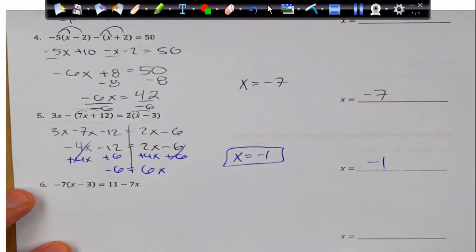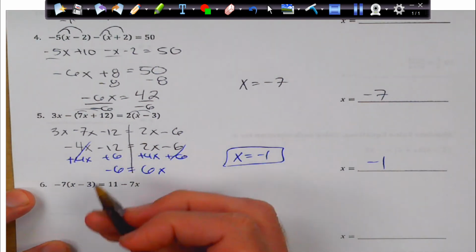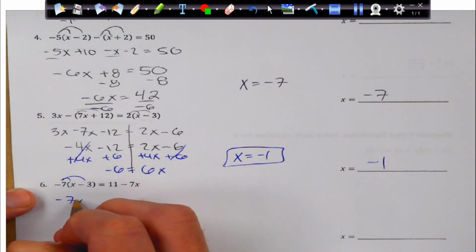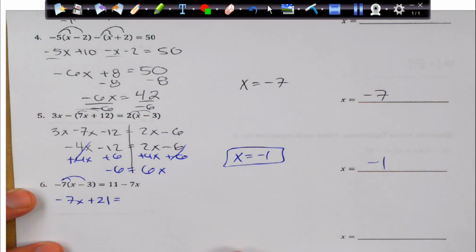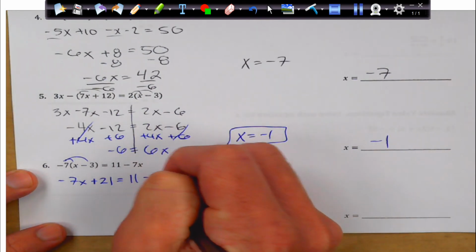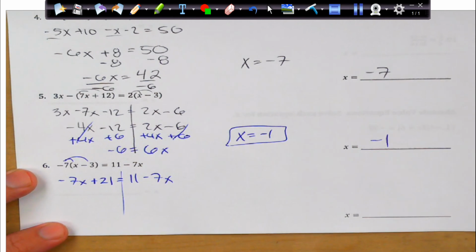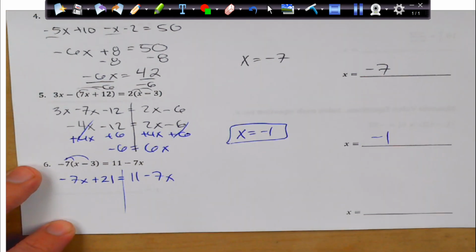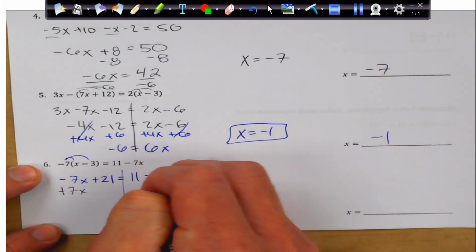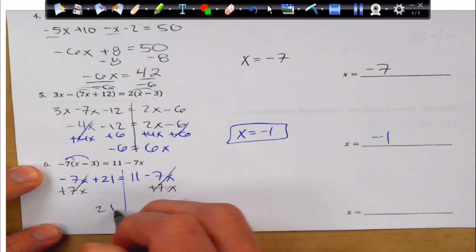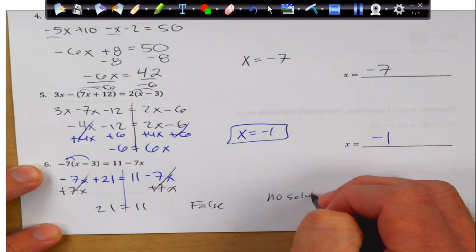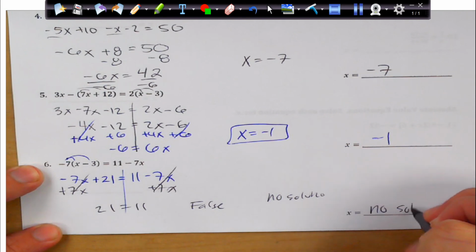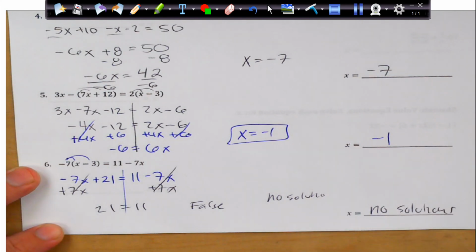All right, now we want to distribute. And so we're going to distribute, so we get negative 7x, negative 3 times the negative 7 is a negative, just kidding, positive 21. 2 negatives multiplied make a positive, equals 11 minus 7x. Now when I ask which one's smaller, it's kind of a trick question because they're the same. So if we add 7x to both sides, we end up canceling, and we get 21 equals 11, which is false, which means there are no solutions. So I should have written that here, no solutions. Nothing I can plug in here would make this equation true.